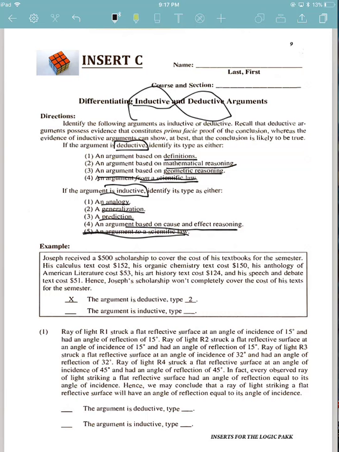Deductive arguments, okay, I'll describe what deductive and inductive are in a second. But deductive arguments, notice here, it says definitions. Your book talks about definitions. Mathematical reasoning, your book talks about math. Now, geometrical reasoning, I'm going to just lump these two together because in essence, they are math, okay?